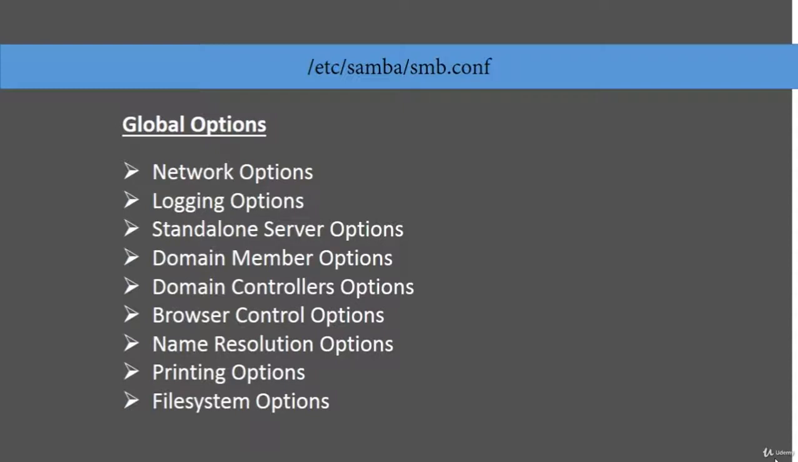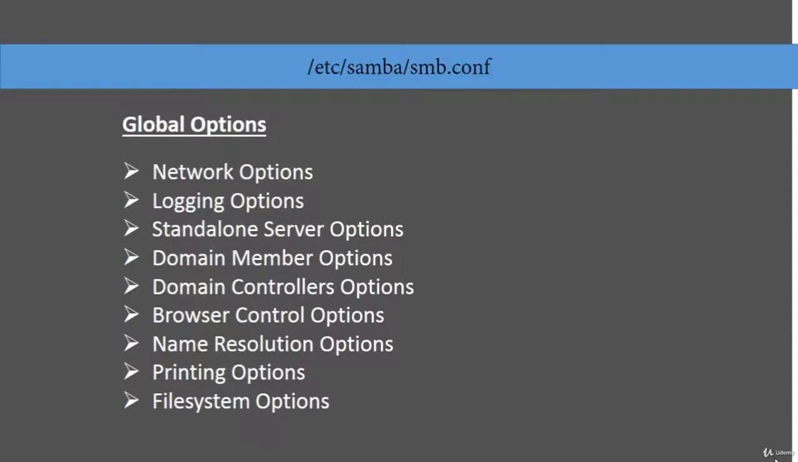The next one is standalone server options. That is the authentication, what kind of authentication you're going to use. You're going to configure it in this section. Domain member options is the information about users on this share, and it's the backend where the user's information is stored. The domain controller is actually where it's physically stored, so the domain controller is going to have the domain member options in it.